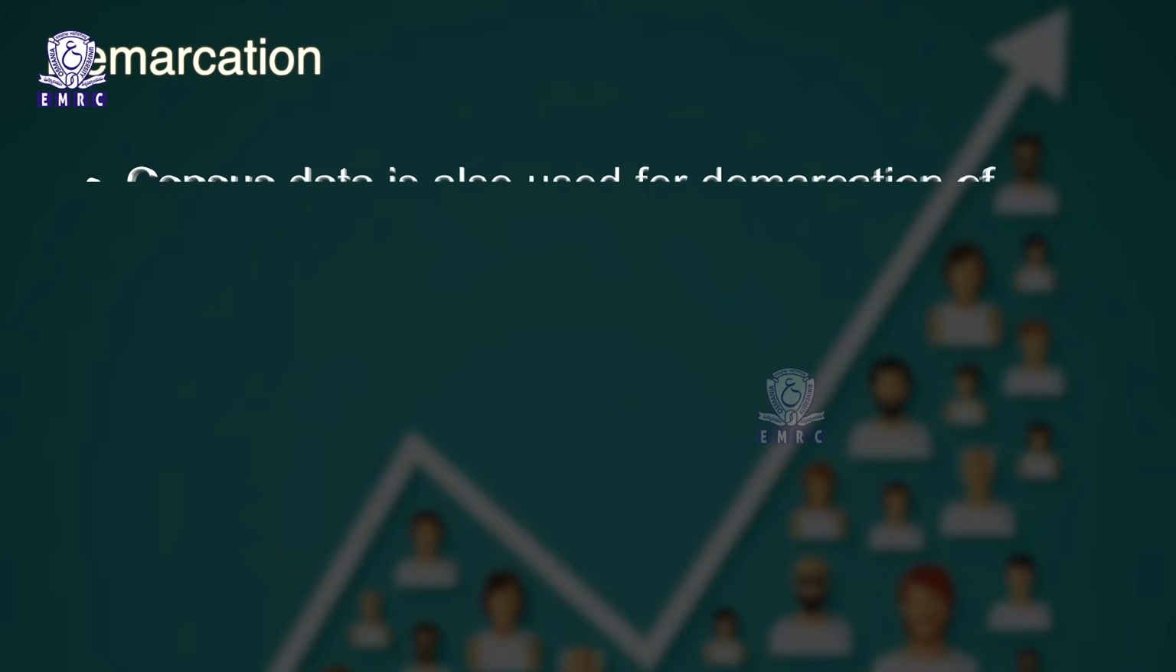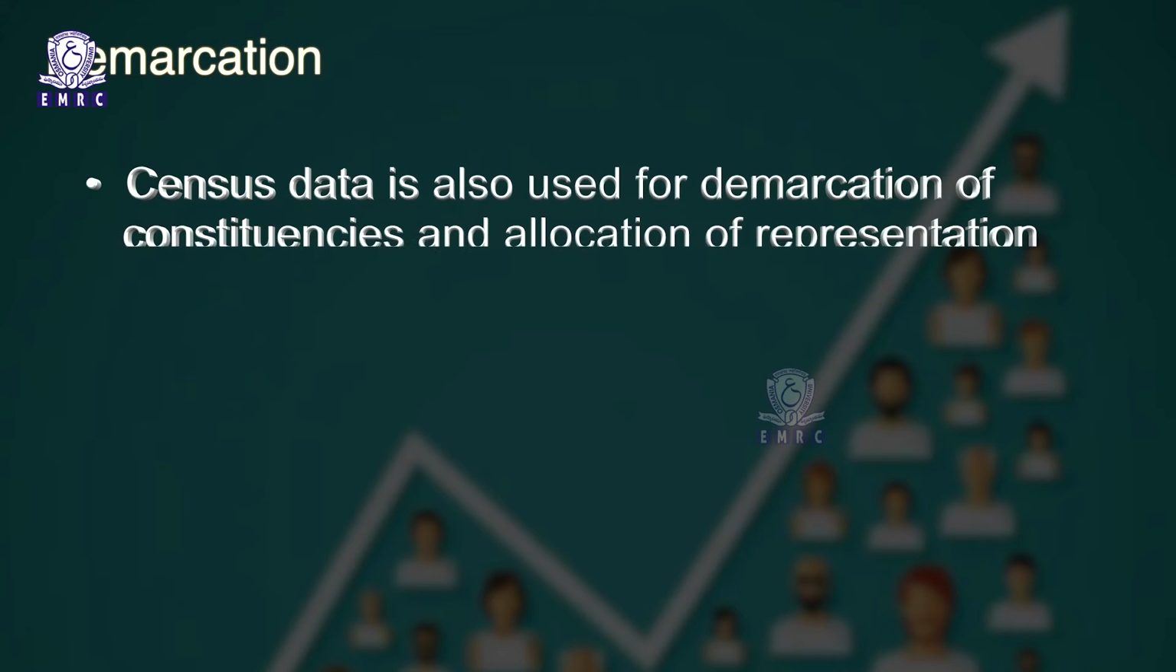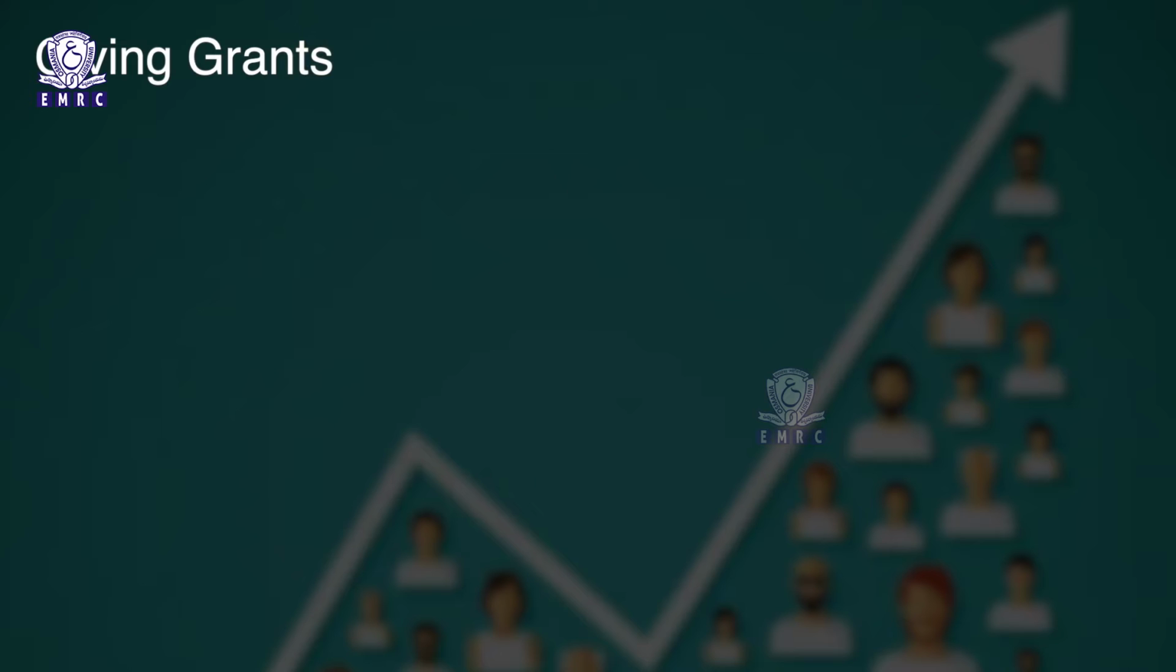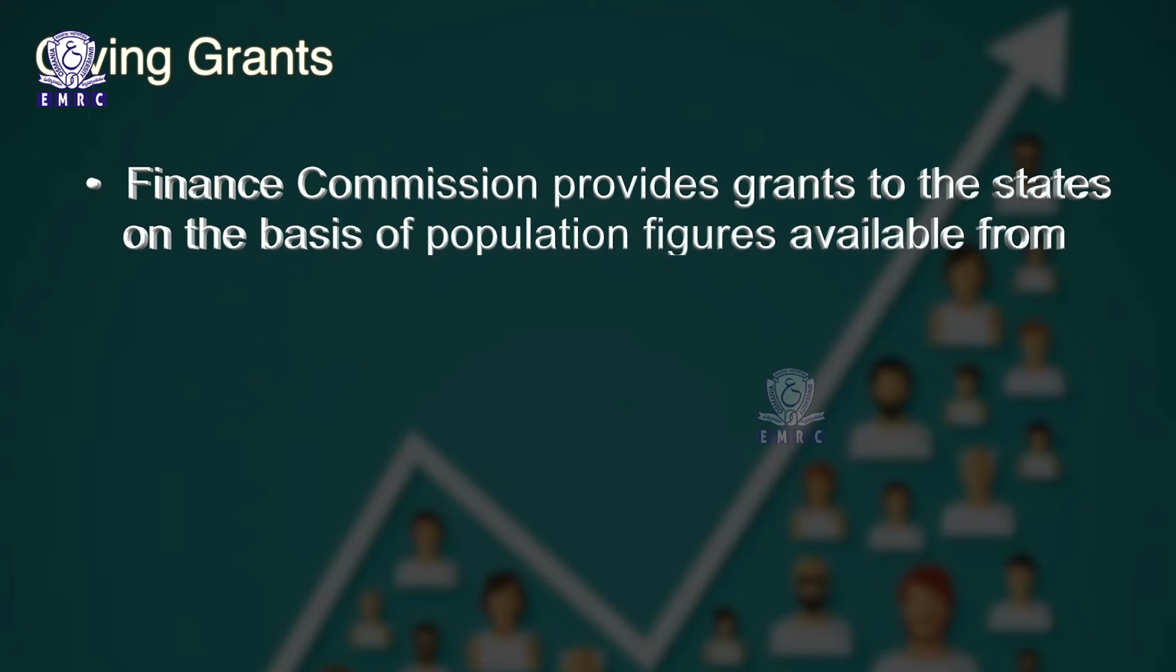Demarcation. Census data is also used for demarcation of constituencies and allocation of representation to Parliament, state legislative assemblies and to local bodies. Better access for businesses. The census data is also important for business houses and industries for strengthening and planning their business for penetration into areas which had hitherto remained uncovered. Giving grants. Finance Commission provides grants to the states on the basis of population figures available from the census data.